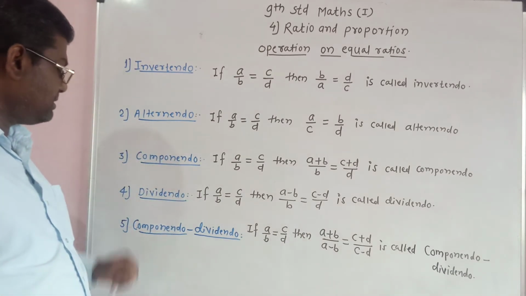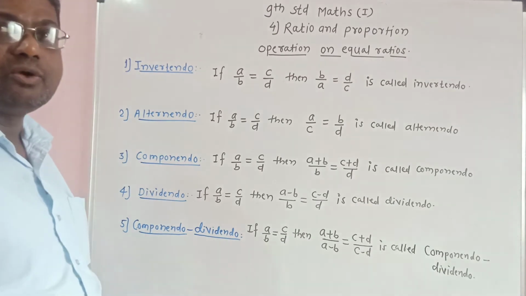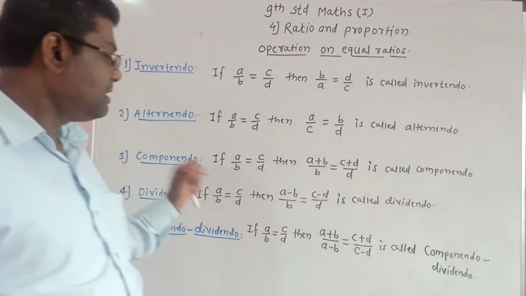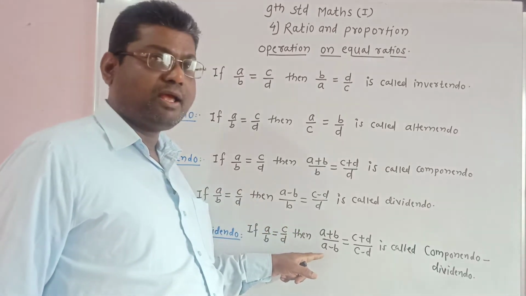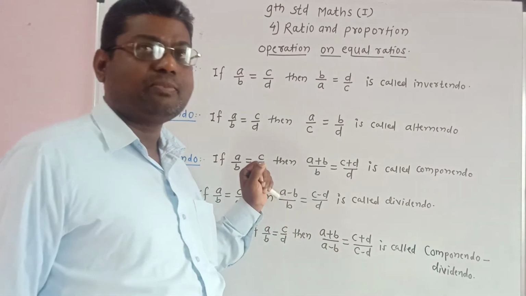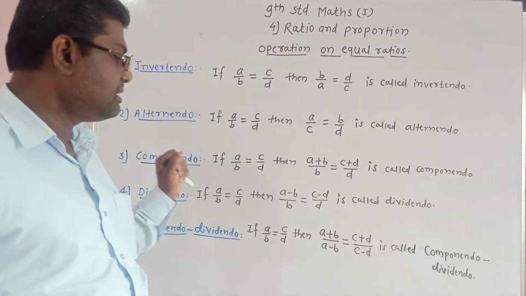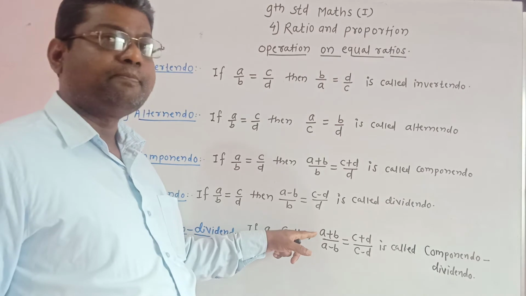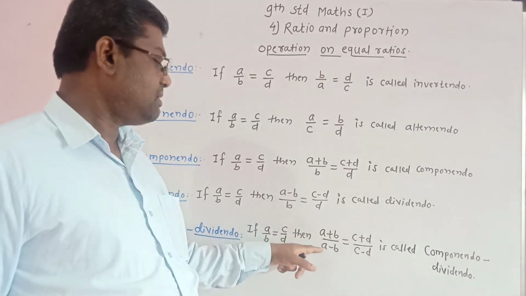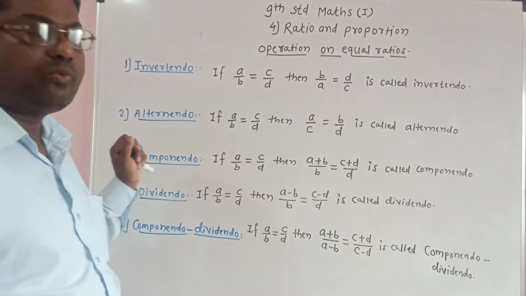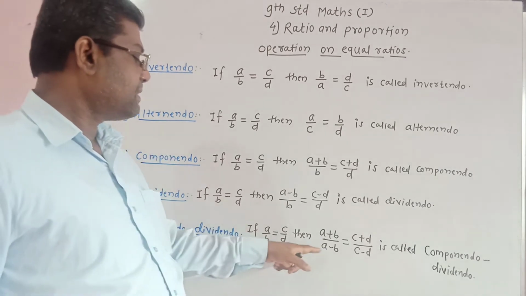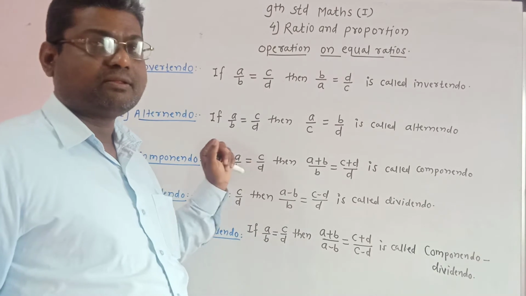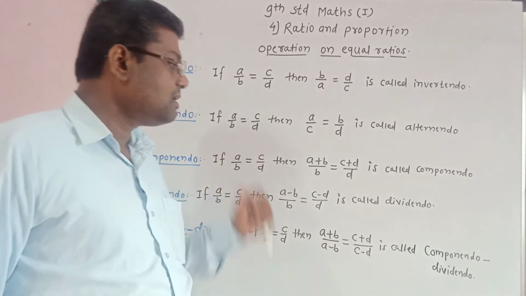And number 5 is the componendo dividendo. If A upon B is equal to C upon D, then A plus B upon A minus B is equal to C plus D upon C minus D. That is, in the numerator we write the sum of the numerator and denominator, and in the denominator we write the subtraction of numerator and denominator, that is numerator minus denominator, for both the ratios.